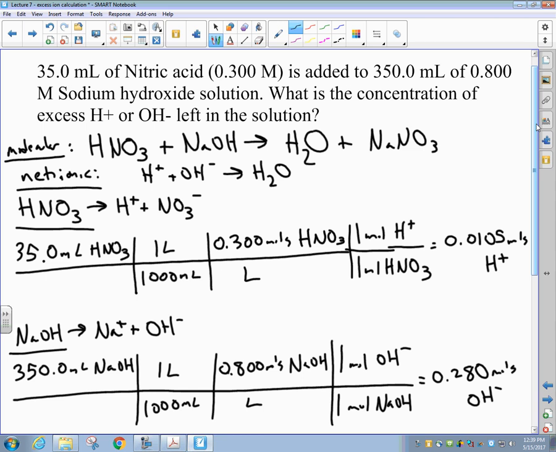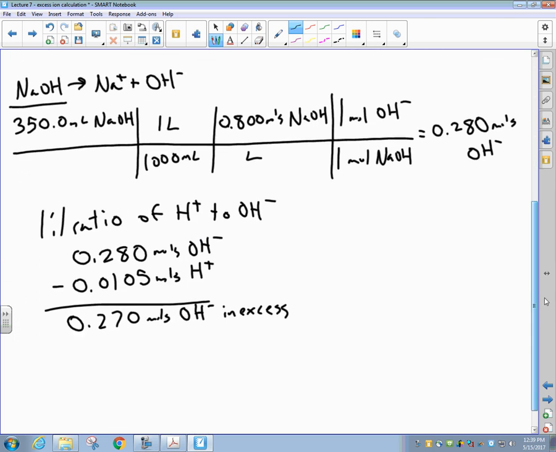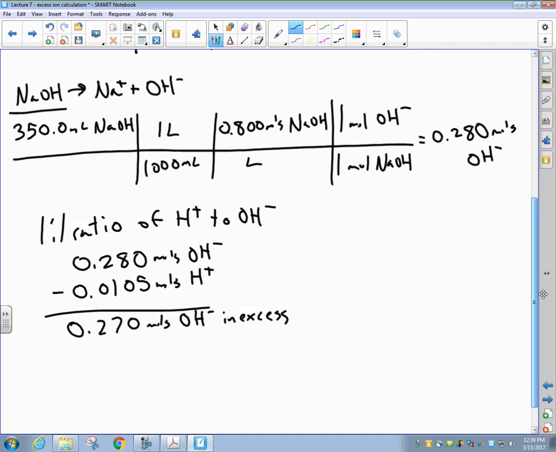Now, we've recognized that we've solved part of the problem. We know we're not going to have any hydrogen ions in excess. We have hydroxide ions in excess. The problem is asking us, though, what is the concentration? We need moles per liter. We've got moles, so we just need to divide that now by the total volume in the solution. So we do a side calculation here real quickly.